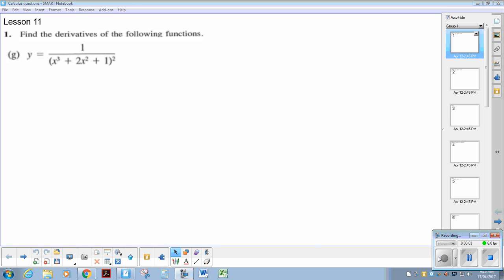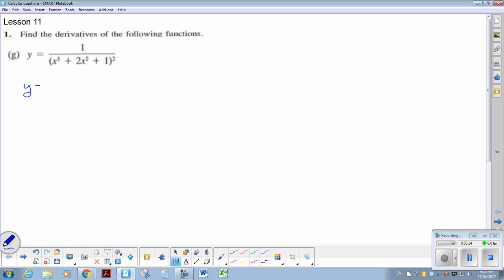Oh, I've had a question, this is Unit 3, Lesson 11. I've had a question about 1g, and we want to find the derivatives of the following functions. For this one, it's a chain rule, and you can approach it two different ways. You can use quotient rule, or you can use power rule, and I'll show you both ways.